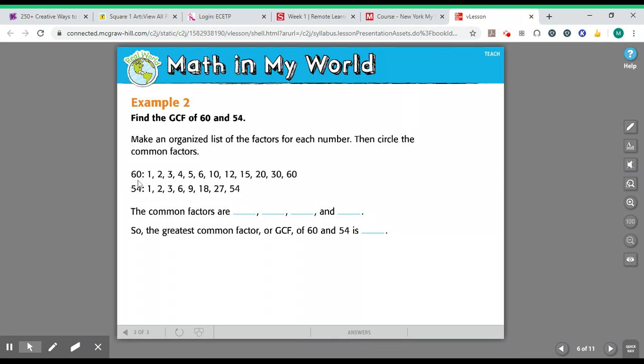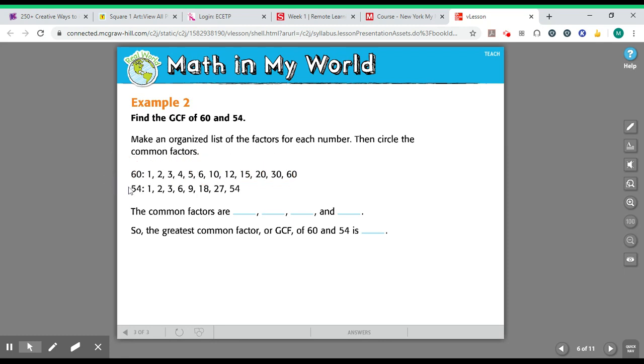So if you start with 60, remember, factors are numbers that go into 60. You're not doing 60, 120, 180, and so on. Those are called multiples. We're doing factors, which are numbers that divide equally into the number 60. 1 goes into 60, 2 goes into 60, 3, 4, 5, 6, 10, 12, 15, 20, 30, and 60. These are the only numbers that go in equally.